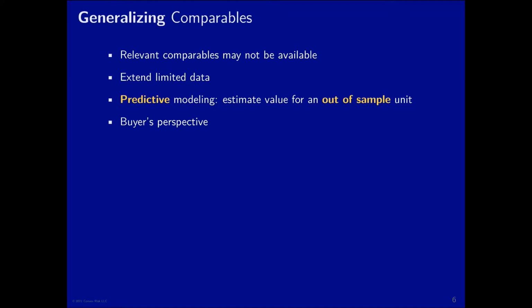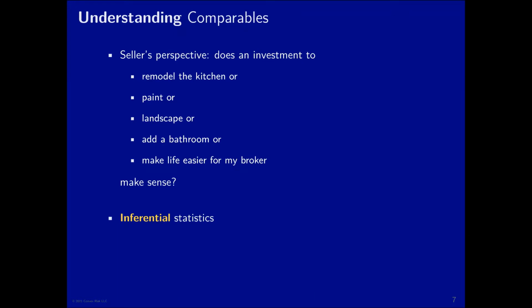So this is the buyer's perspective of the home transaction. Those of you who've also sold houses would understand there's a different perspective, the seller's perspective, which is somewhat more complicated because the seller has probably gotten a broker telling them, you know, this house is kind of old and fusty, and you should think about remodeling the kitchen or painting it or landscaping. All of these things are going to make life easier for the broker to sell your house.